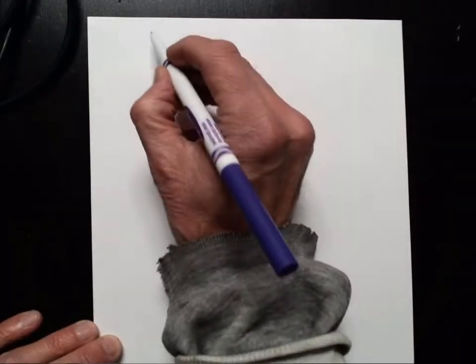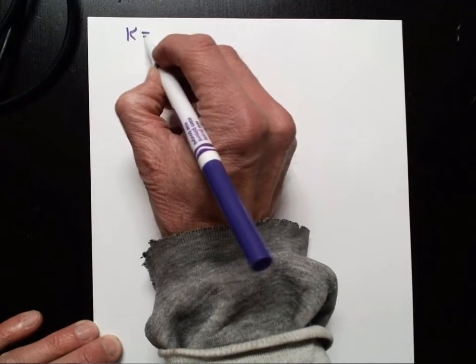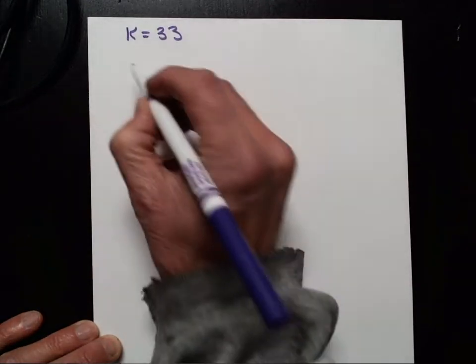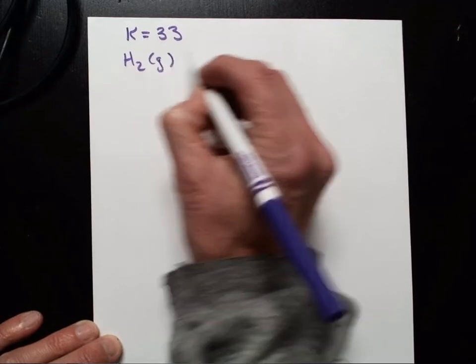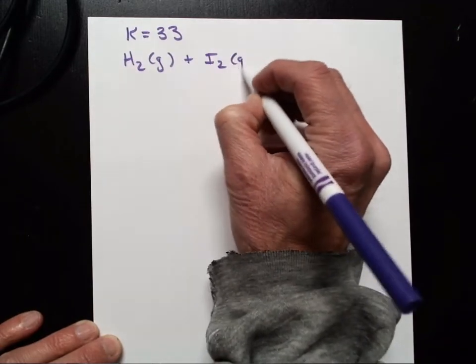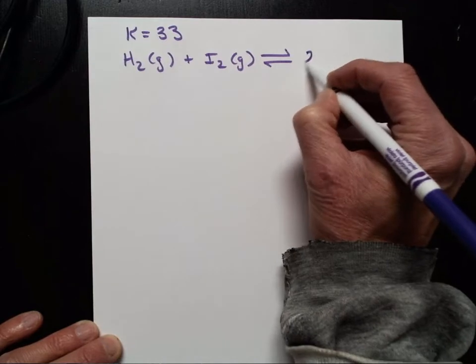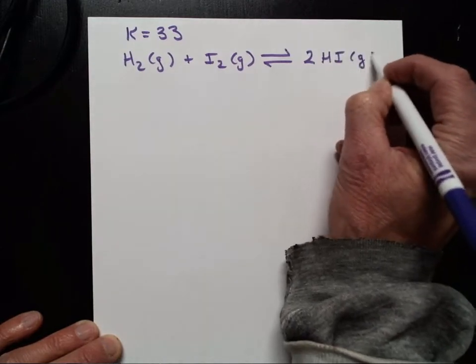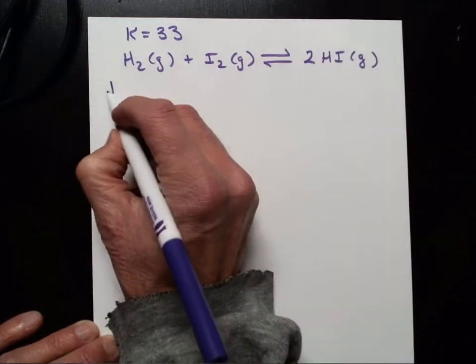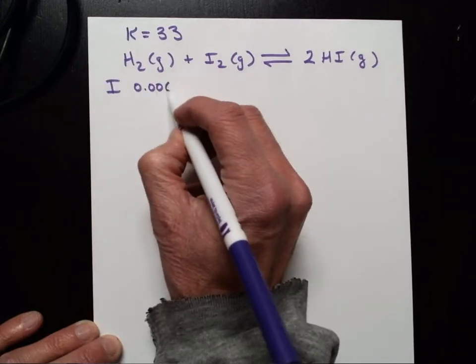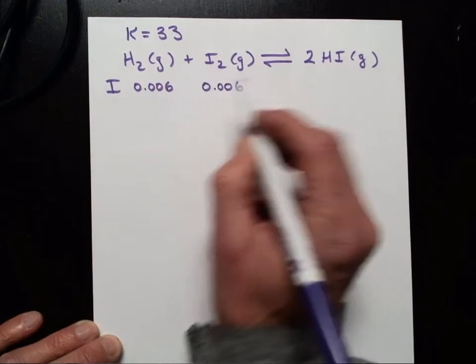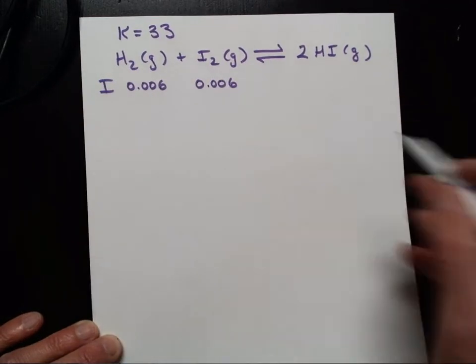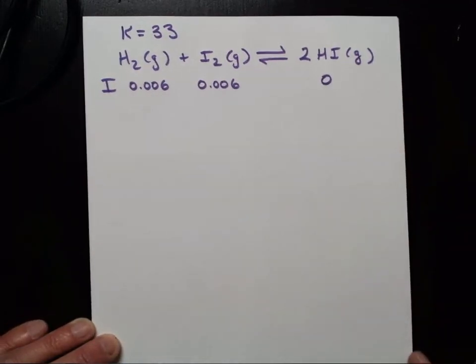Okay, folks, we are on Chapter 16, PowerPoint Slide 12, the first problem, which says at some temperature, the equilibrium constant K is 33 for the reaction H2 gas plus I2 gas reacts reversibly to form 2 moles of HI gas. Initially, we have 0.006 molar of both hydrogen and iodine, and we have no HI.